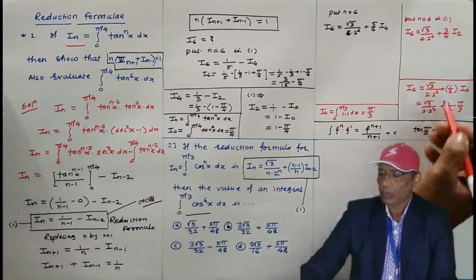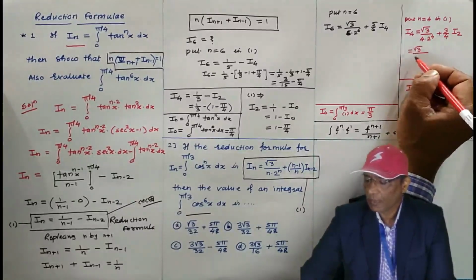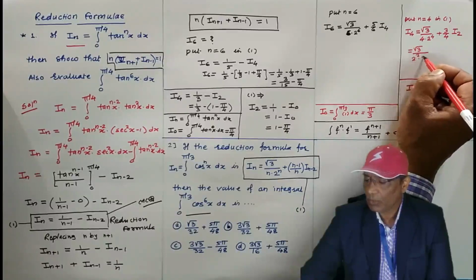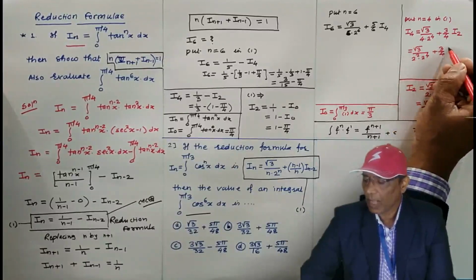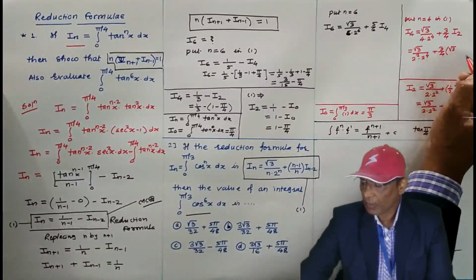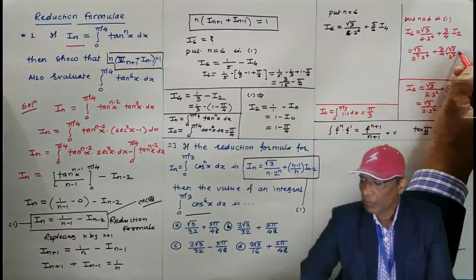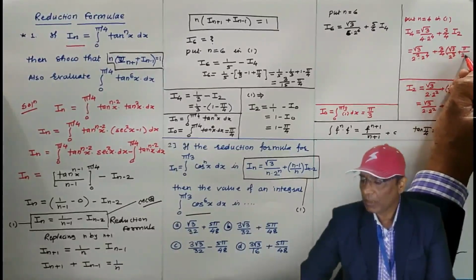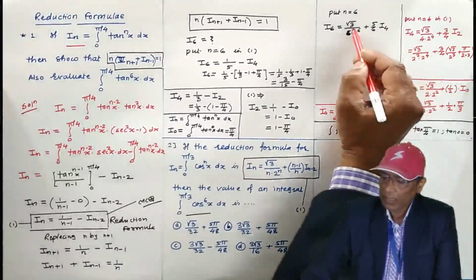Now put the value of I2 here in back substitution. Root 3, this is 2 square, 2 raised to power 4, 3 by 4 and I2. What is the value of I2? I2 is root 3 by 2 raised to power 3, this is 2 raised to power 3, plus pi by 2 into 3, or 6 you can write, I am writing here 2 into 3. Now, put the value of I4 here.